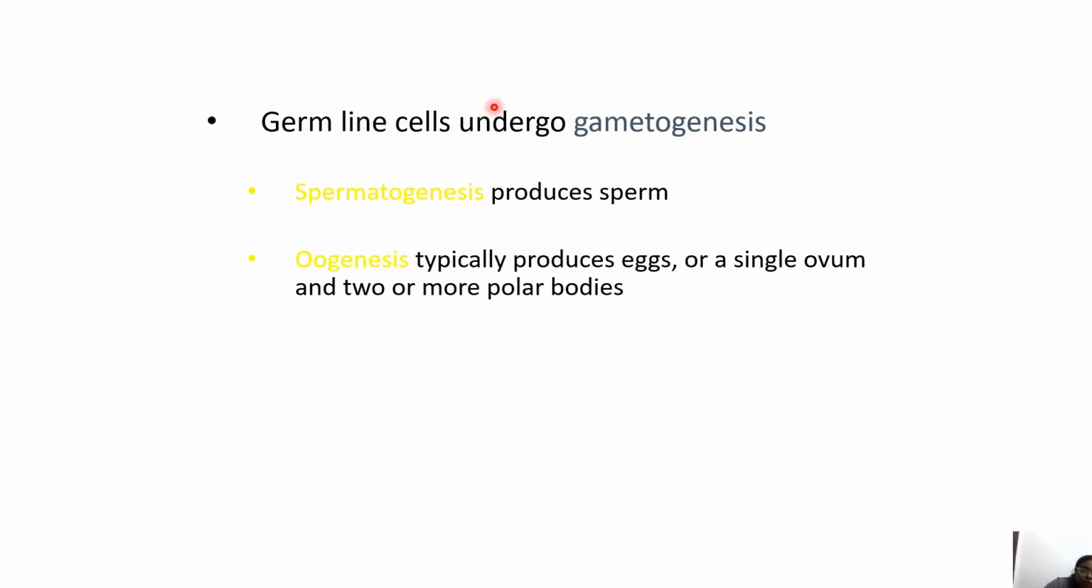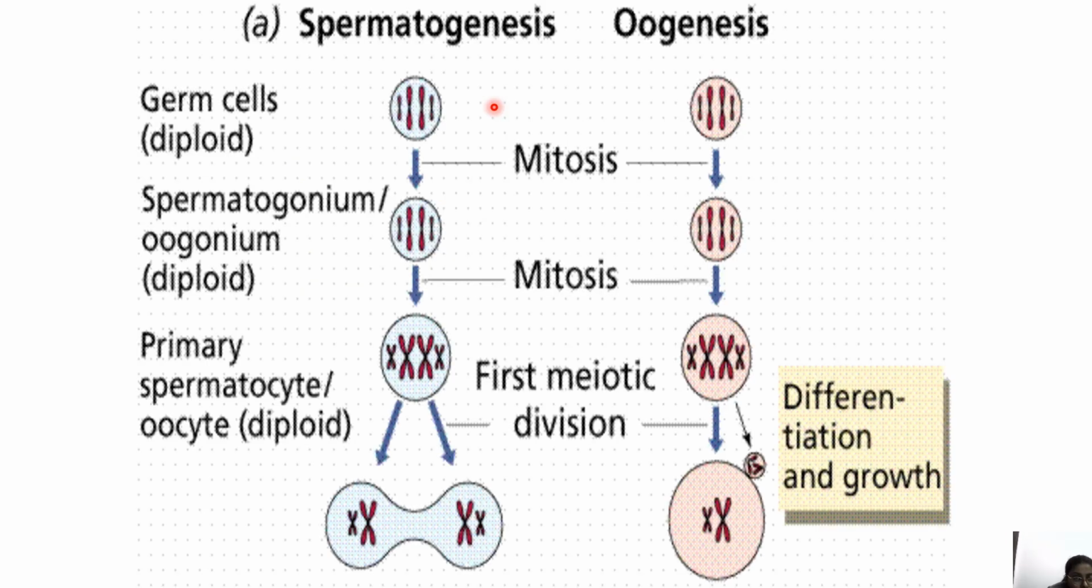So germline cells undergo gametogenesis. Spermatogenesis produces sperm, and oogenesis typically produces eggs, a single ovum and two or more polar bodies.